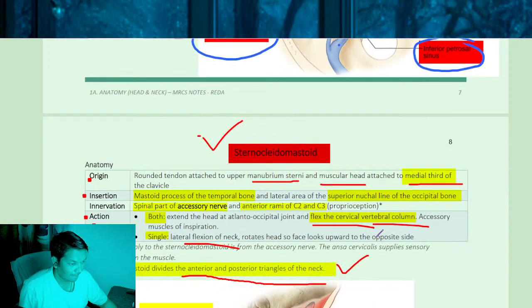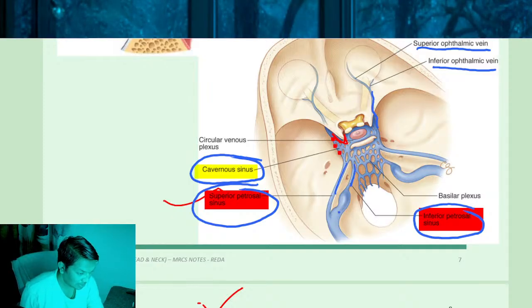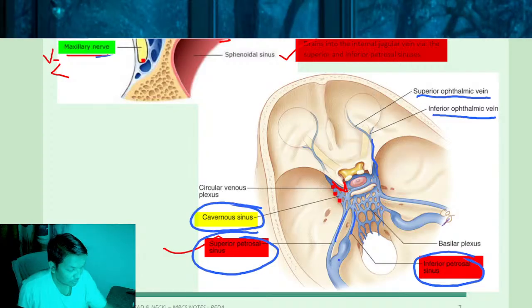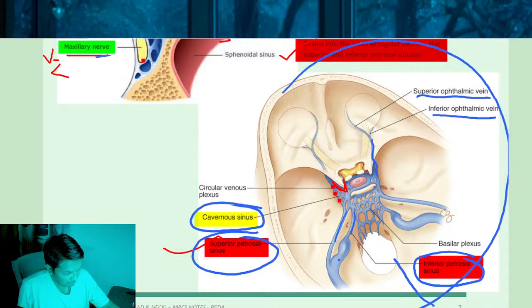So the superior and inferior ophthalmic veins drain into the cavernous sinus, and from there the superior and inferior petrosal sinuses drain into the dural venous sinuses, isn't it? The transverse sinus. So that's how infection can spread, causing transverse sinus thrombosis. The transverse sinus comes like this, anterior, then it will join there.